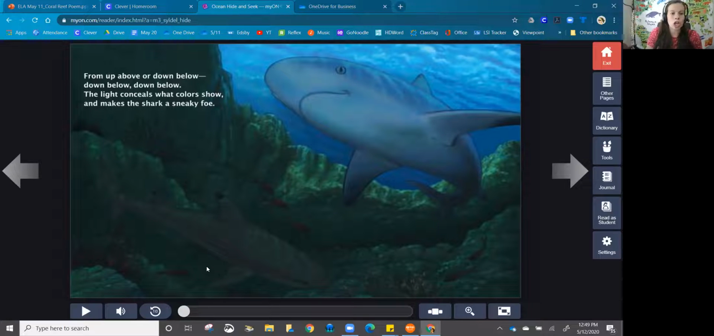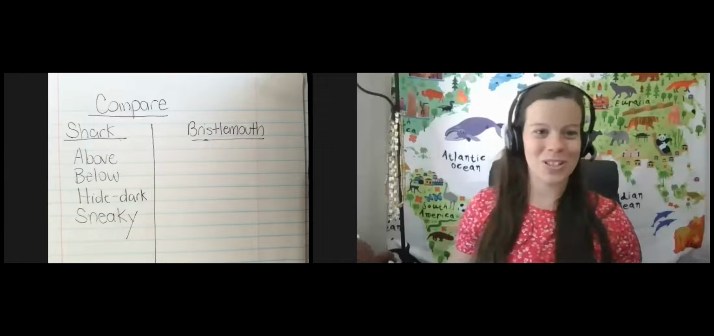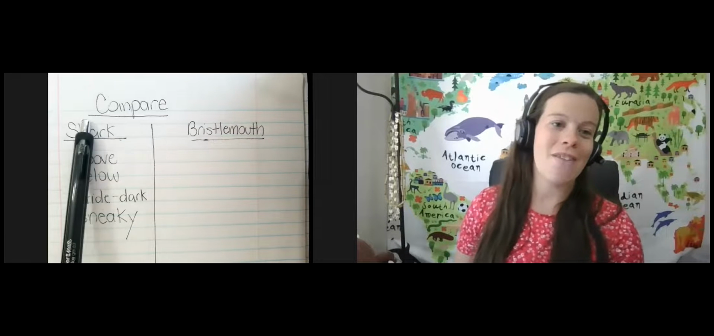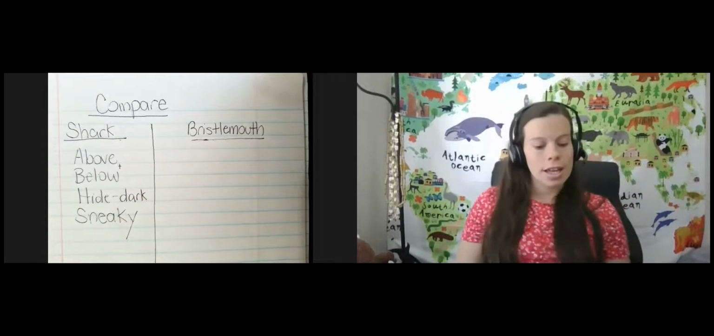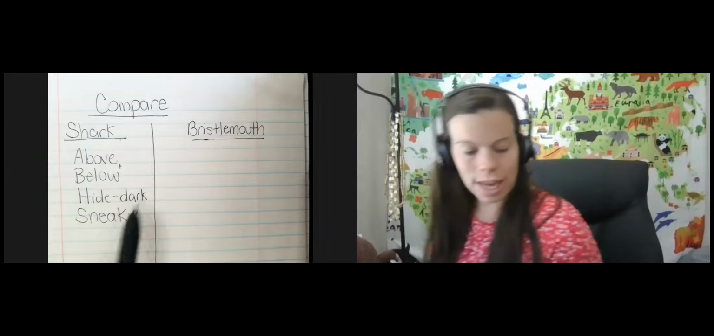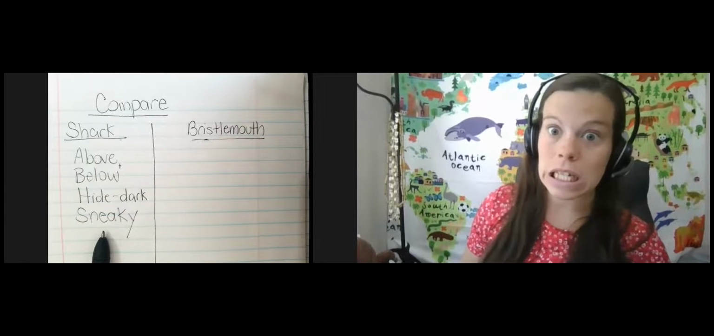And makes the shark a sneaky foe. I know a foe is like an enemy, and he's very sneaky in the dark. He's gonna go hunt those animals. So this is what my paper looks like so far. I have that he goes above and below. I'll put a little "and" right here. He hides in the dark and he is sneaky.